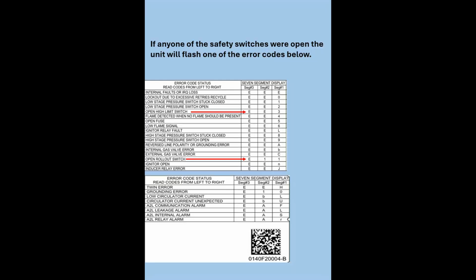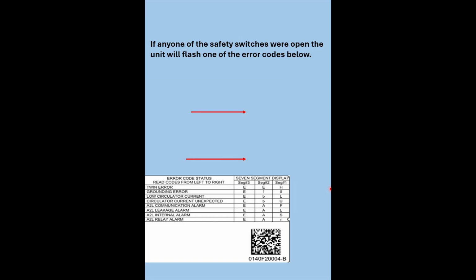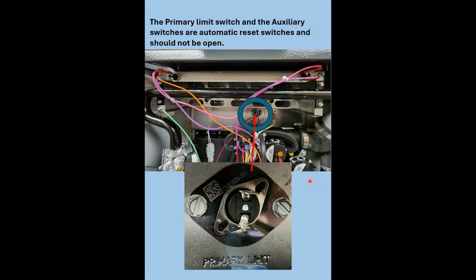If any one of the safety switches were open, the unit will flash one of the error codes below, and it's open high limit or open rollout switch. And remember, whenever you have an open switch like that, the fan's going to run all the time. So we know that the primary limit switch and the auxiliary switches are automatic reset switches and should not be open. As we see here, it's our rollouts. Here's our primary limit, and the auxiliary limits are in the blower housing.